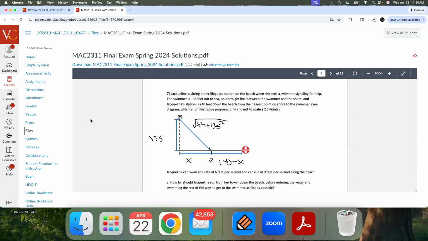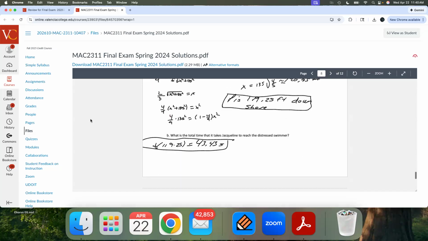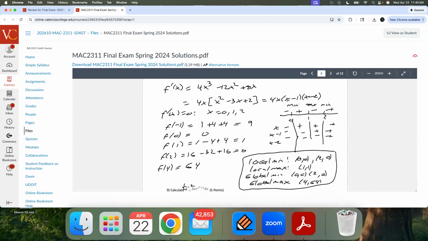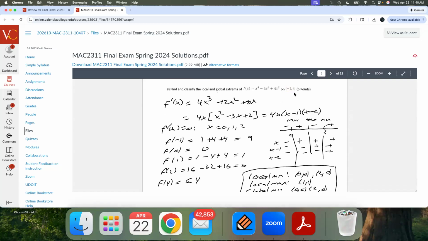Oh, look, it's the lifeguard problem. Well, there are a bunch of different optimization problems we have practiced. This is definitely one of my favorites. We'll look at some of the others in a minute, but make sure you know how to do all my favorites. Finding locals and globals on an interval. Don't forget to check the endpoints. Endpoints can be globals, but they're not allowed to be locals.